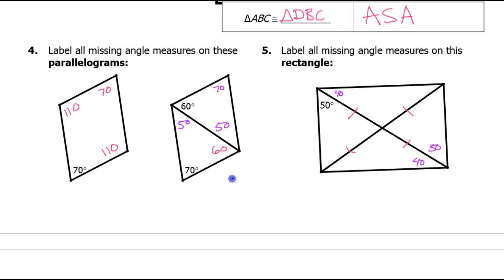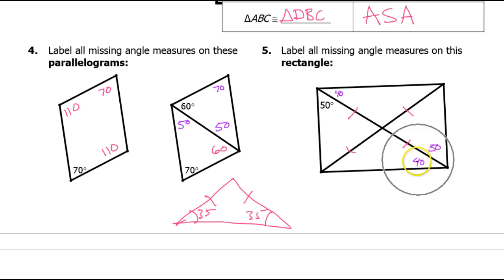Now, what's special about an isosceles triangle? If I have an isosceles triangle, and so these sides are the same, the base angles are congruent. So like if this was 35, then this would also be 35. So that's going to happen here in this isosceles triangle. If this is 40, then this will be 40. All of these triangles are isosceles, so these are all base angles. If this is 50, then this will be 50.